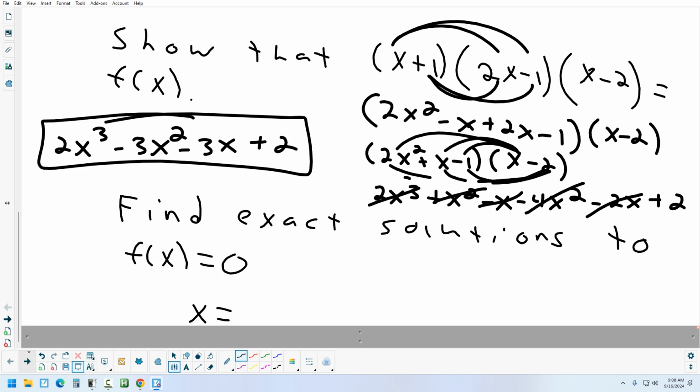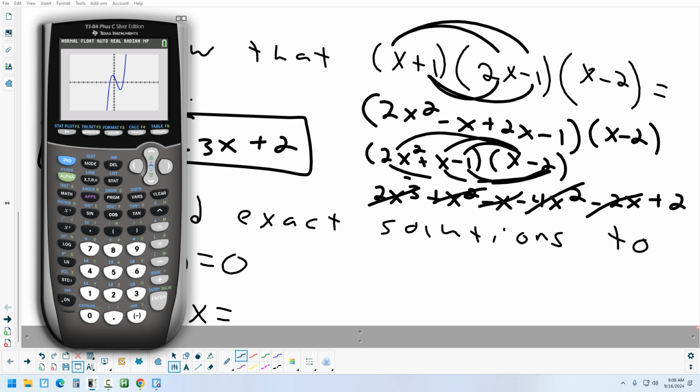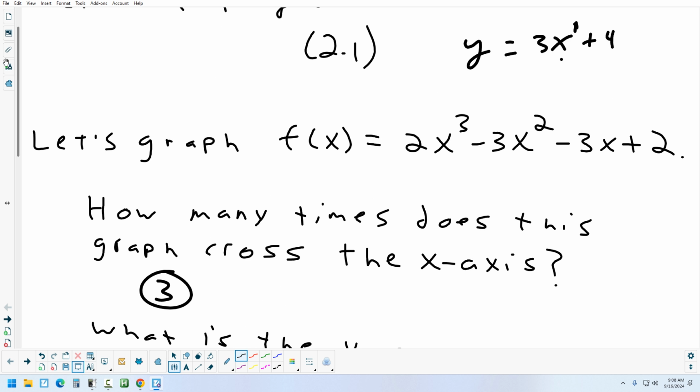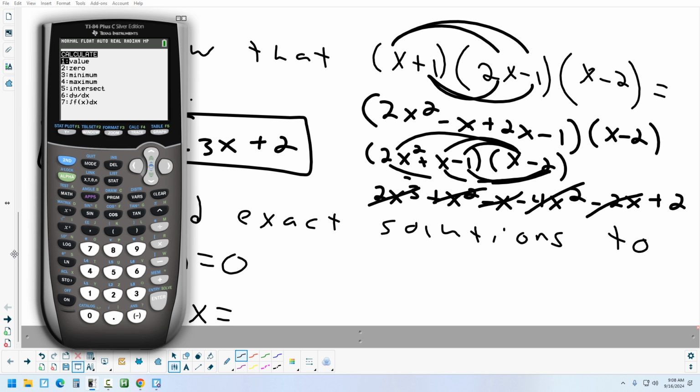So now, let's see if we can find all the spots where the graph crosses the x-axis, the x values. Okay, I already know the y values are 0. Let's find the x values. All right, so we're going to go to second calc, and we're looking for the zeros. So which option do you think we're going to do? Yeah, Ben? 0? Yeah, we're going to do option 2, which is the zeros.